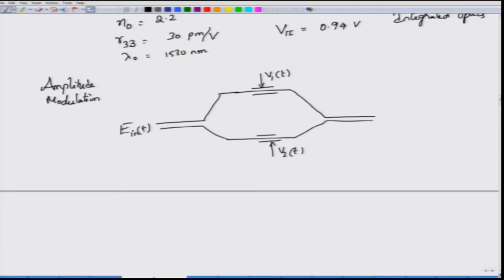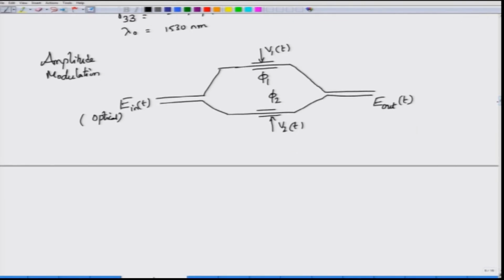Now, if you supply an optical wave whose electric field is E in of t, you get an optical wave at the output whose electric field is E out of t. You have applied V1 of t, so you cause a certain phase shift phi 1 in the upper arm, you apply V2 of t, you cause a certain phase shift phi 2 in the lower arm, and then you combine the light intensity over here. When you do that, I am not going to derive this, but you should be able to derive it as an exercise, because you know how this can be modeled as a splitter.